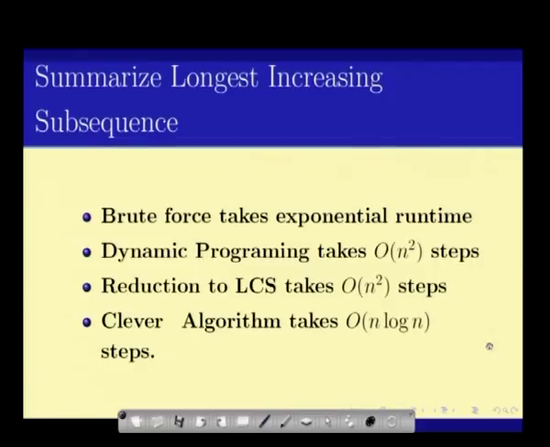So, to summarize, we have a brute force algorithm that takes exponential time, a dynamic programming algorithm that takes order n square steps, a reduction to longest common subsequence that takes order n square steps, and a very clever algorithm that takes order n log n steps, and that is the optimal. So, with this we come to the end of this lecture. We will talk about algorithms in general more in the next lecture. Thank you.